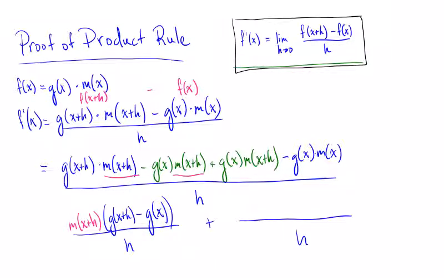Okay. So then on this side, what I have in common is a g of x, right? So I'm going to factor out a g of x. So I'm going to put a g of x on the outside. And then inside the parentheses, I'm going to put m of x plus h minus, right, because that minus there, and then m of x.